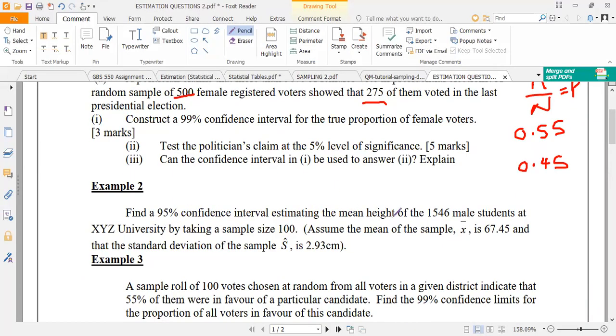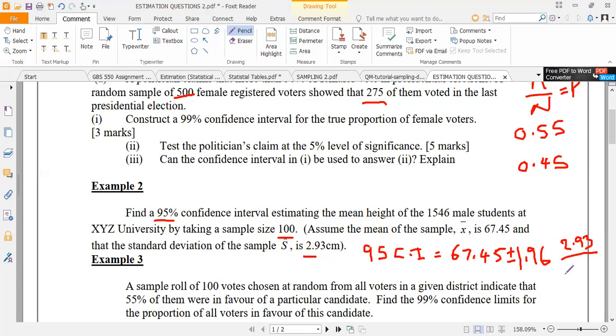So, find a 95% confidence interval estimating the height of 1546 male students at a university, taking a sample of 100. The mean is 67.45 and the standard deviation is 2.93. So we are being asked to find a 95% confidence interval. The 95% confidence interval is mean plus or minus Z times standard deviation over the square root of n. Our mean is 67.45, plus or minus the Z, which is 1.96, times our standard deviation, 2.93, over the square root of n, which is 100. So we can find this and comment on that.